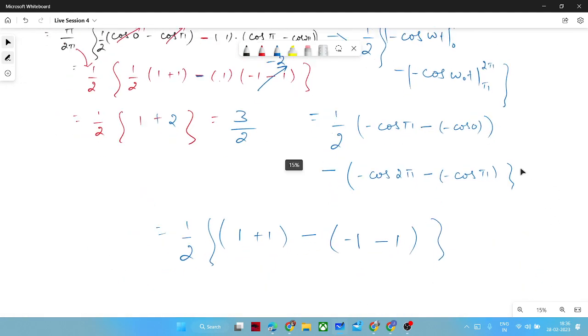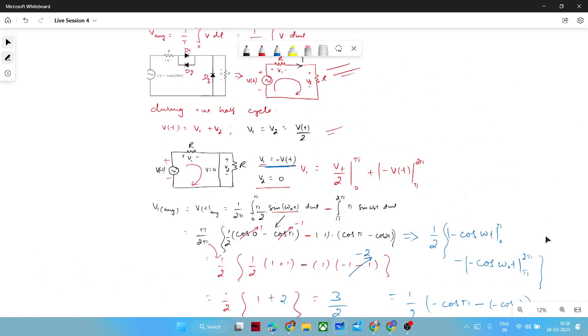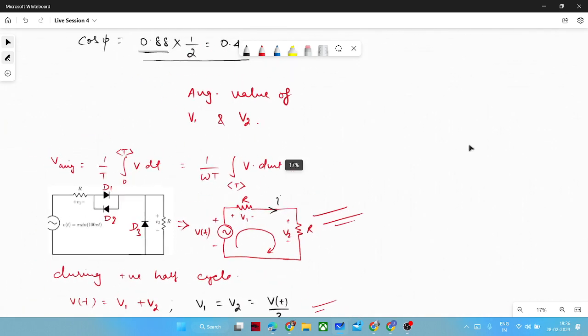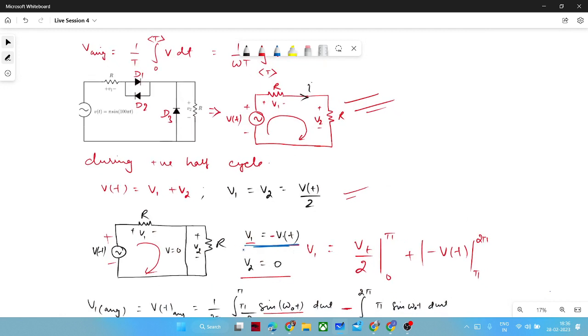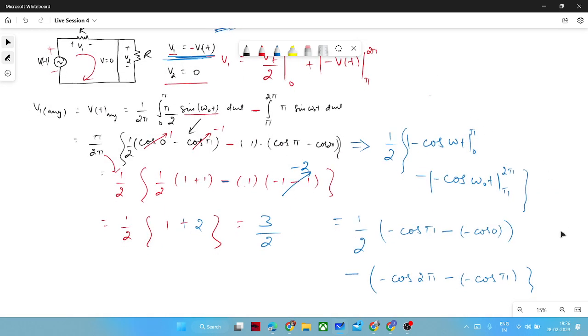What should be the answer, sir? The answer of V1 should be minus 0.5, as we can easily observe that minus VT is dominant. It is for the entire negative half cycle and VT by 2 is for the positive half cycle. So the answer should be negative, right? That's why we cannot doubt the answer also.